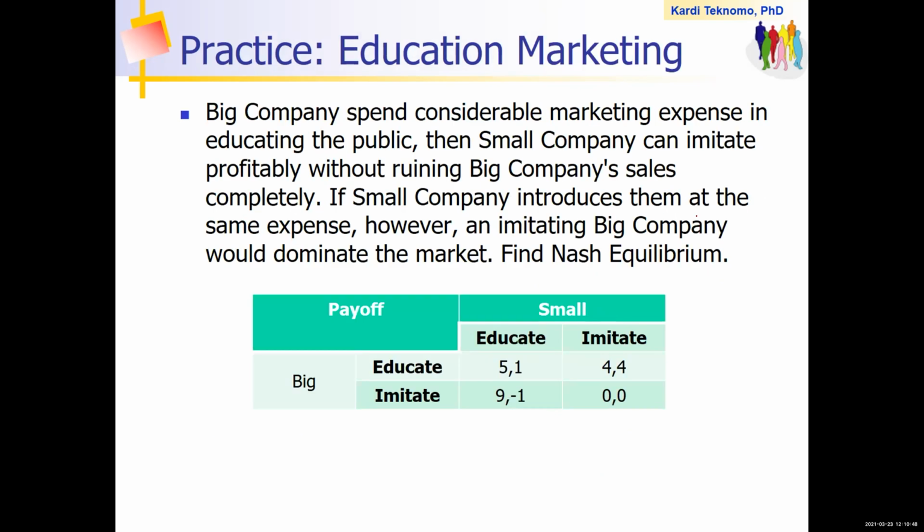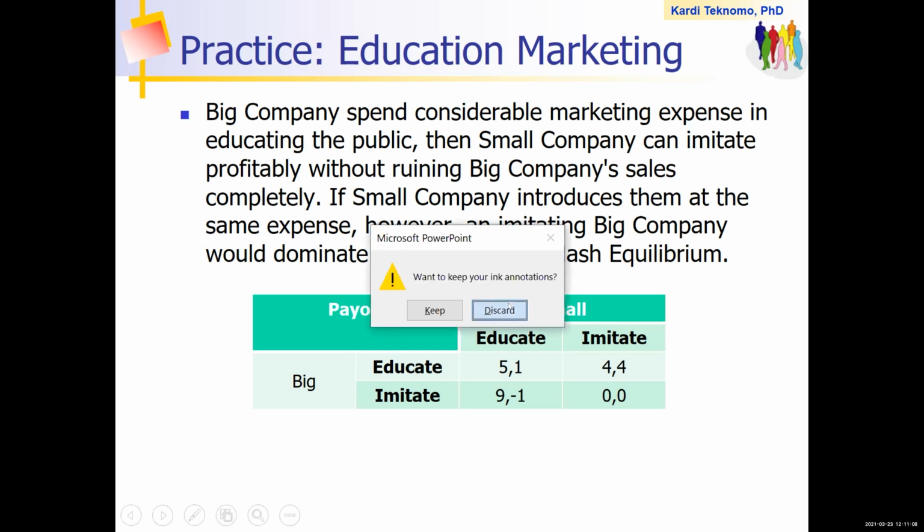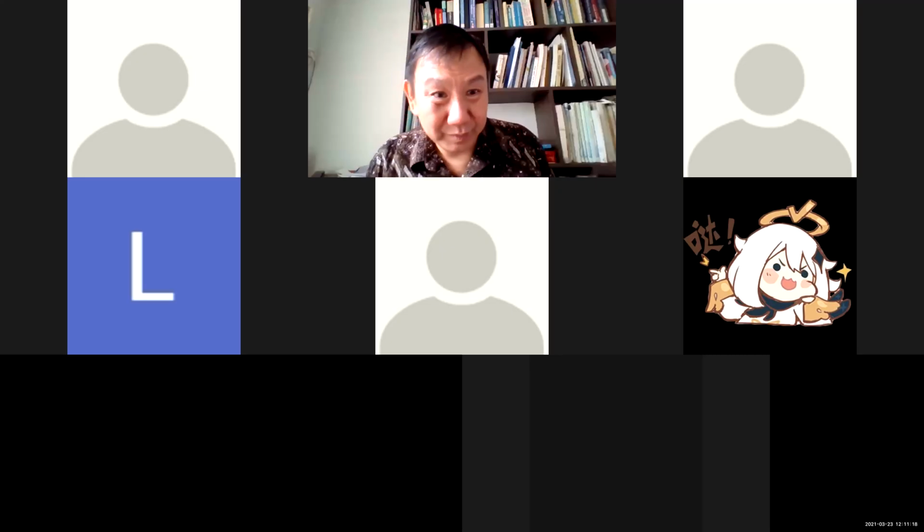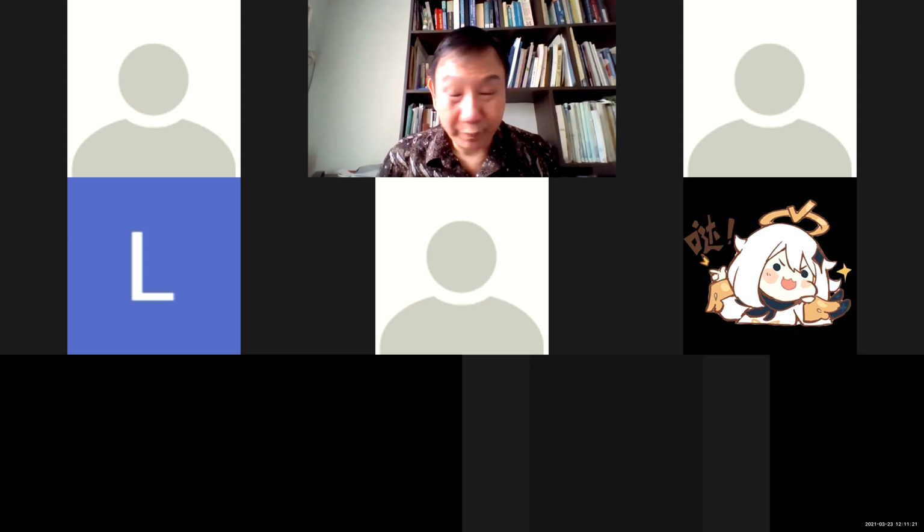Okay, for your practice now, select the Nash equilibrium of this game and then share your screen and gain your recitation point. Come on. Did not get recitation point today, can start to calculate this. Come on. Who will do?